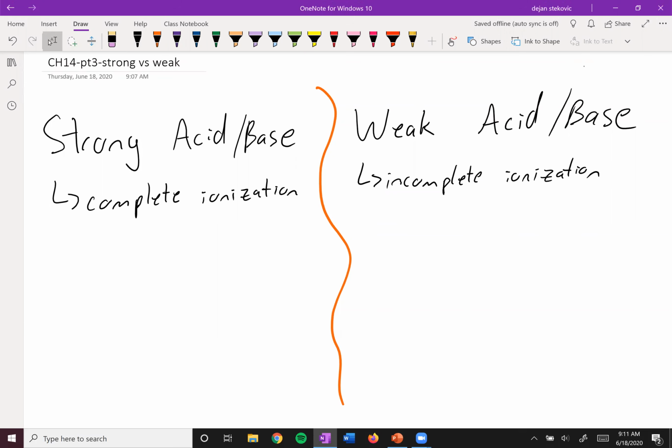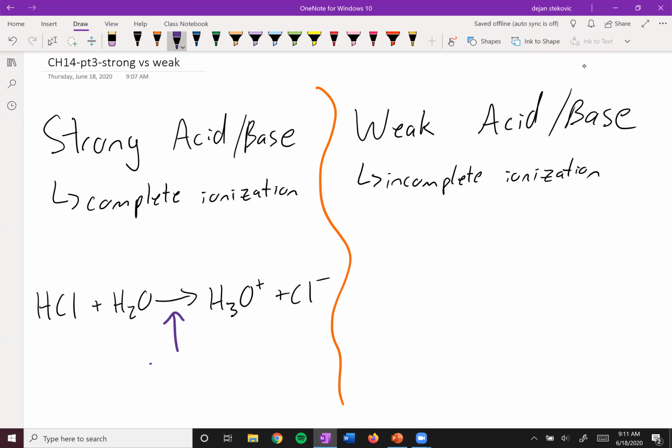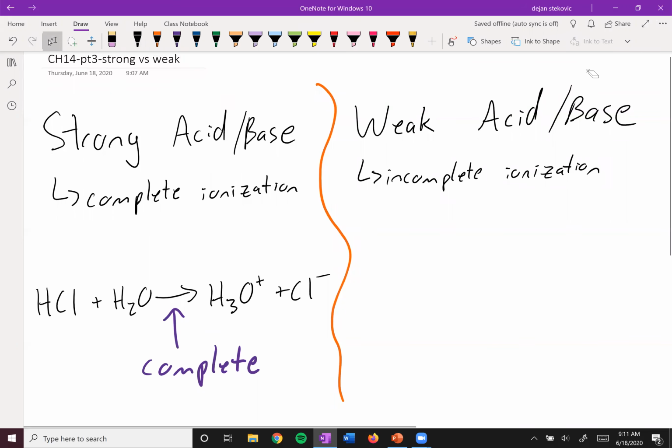So for an example, on the left here, we have hydrochloric acid. This is a strong acid. So when we react that with water, it's going to have complete ionization. So we do not draw this equilibrium arrow. Instead, we just draw a one-way arrow, because we have complete ionization. All of the HCl gives up its H+. There's not a single HCl bond left in this water.